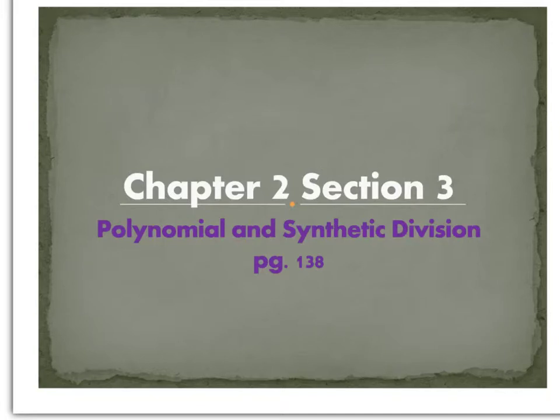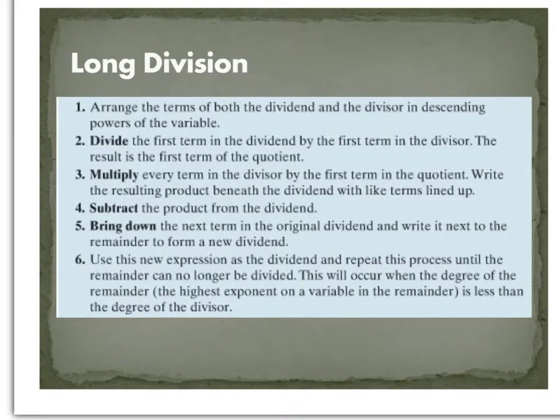Okay, so this section is chapter 2, section 3, and we're going to talk about polynomial and synthetic division. So when we do long division, here are some helpful suggestions as you're working through. Remember to arrange the terms of both the dividend and divisor in descending powers of the variable. Remember to divide the first term in the dividend by the first term in the divisor. The result is the first term of the quotient.